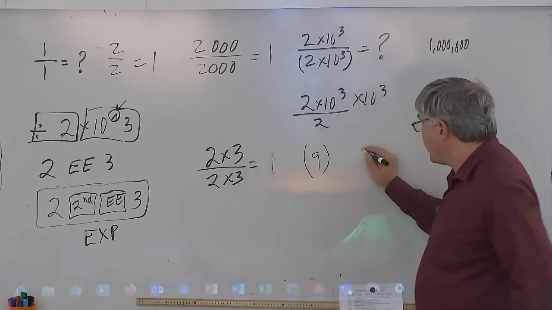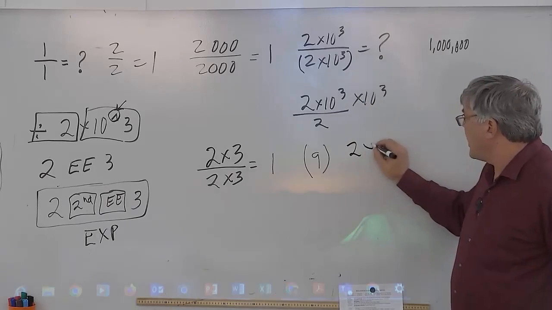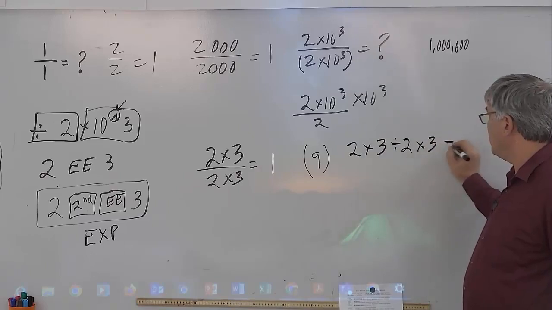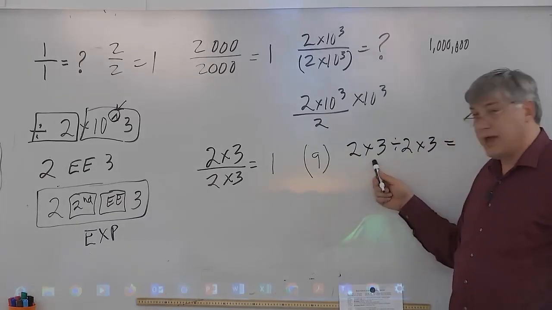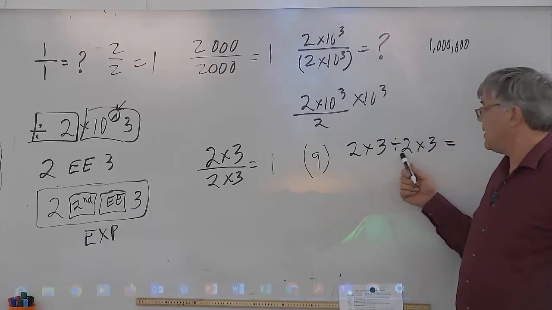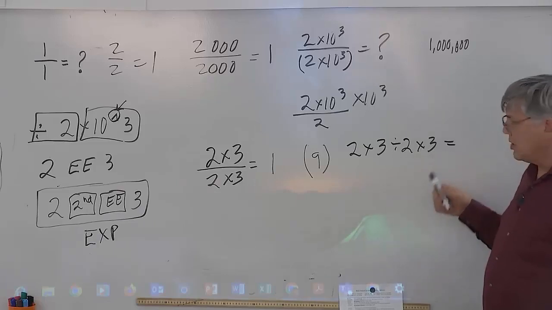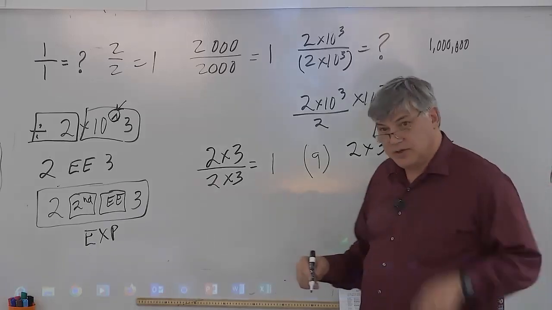When you put this into your calculator, 2 times 3 divided by 2 times 3 equals, so let's step through. 2 times 3 is what? 6. 6 divided by 2 is what? 3. 3 times 3 is what? 9. Okay? The way to solve this is twofold.